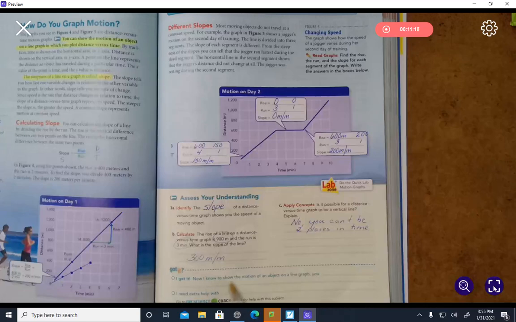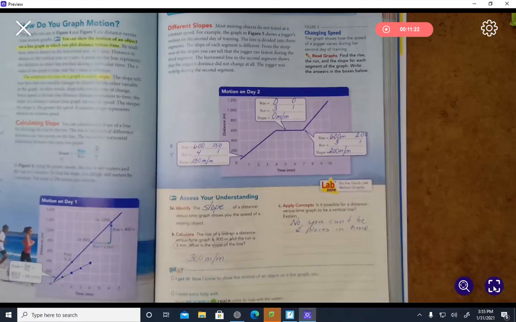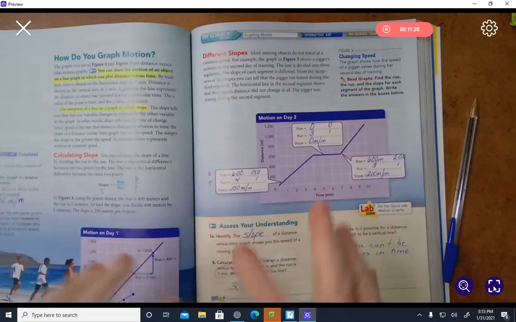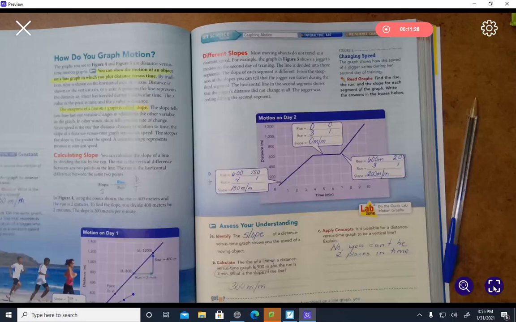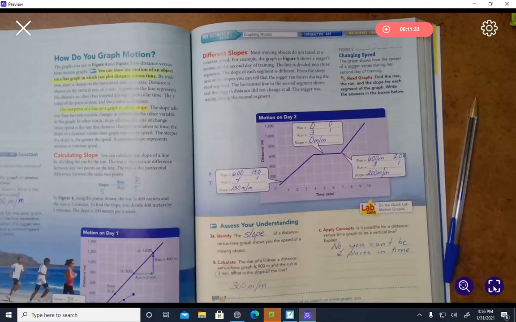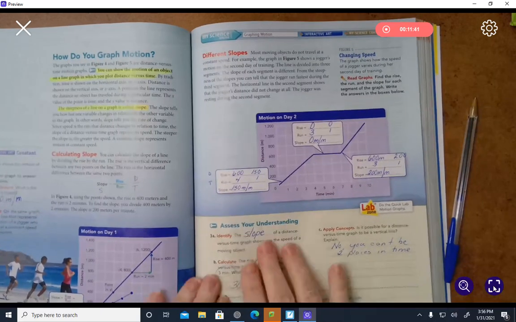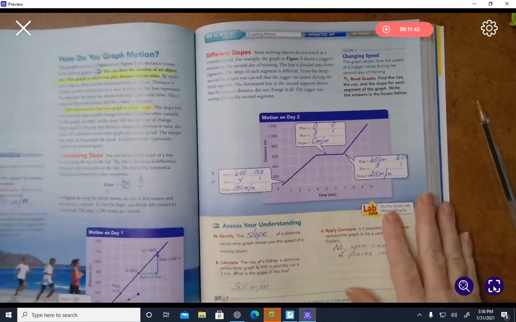Okay, now I know to show the motion of an object on a line graph, you plot points and draw a line. So we're going to step this up a little bit. This is a main standard in 6th grade, to be able to look at speed or look at distance and time and be able to graph it. So that's what we're going to spend some time on this week. All right, you guys, have a nice Monday.